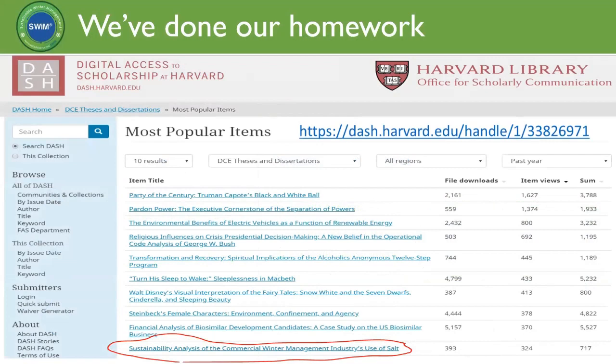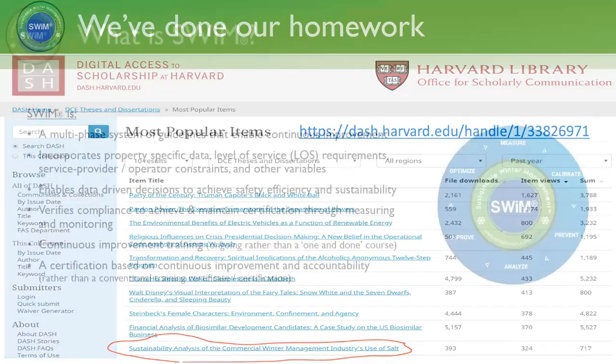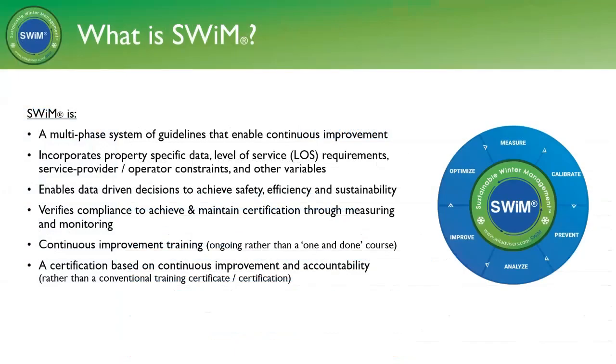And so that's really what my Harvard experience that Mara talked about really quickly was. That's what I studied more so: what's going on not only at the road level, but also at the private property level, and analyzing all the drivers and variables that cause salt to be applied the way that it is. So that's really the foundation of knowledge and the genesis of what a lot of people today know as SWIM, or Sustainable Winter Management. SWIM's really been developed as a continuous improvement model through a system of guidelines that enables that.